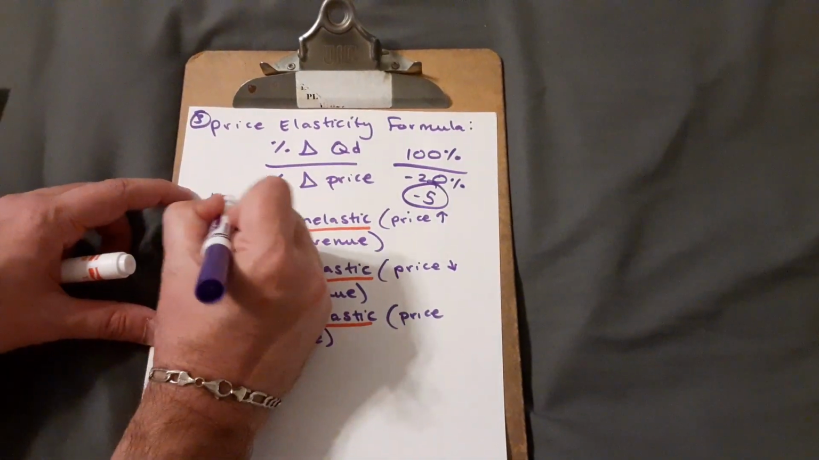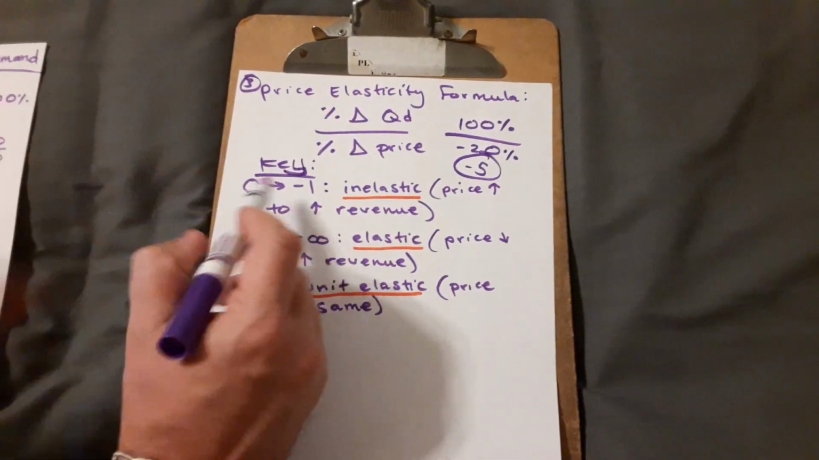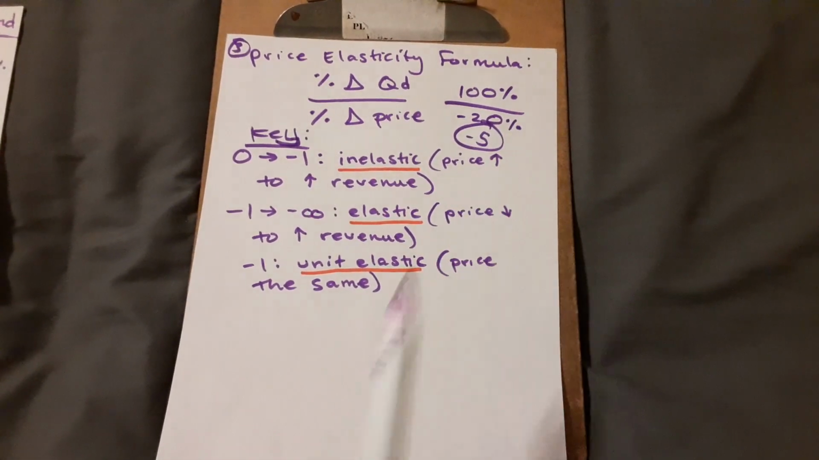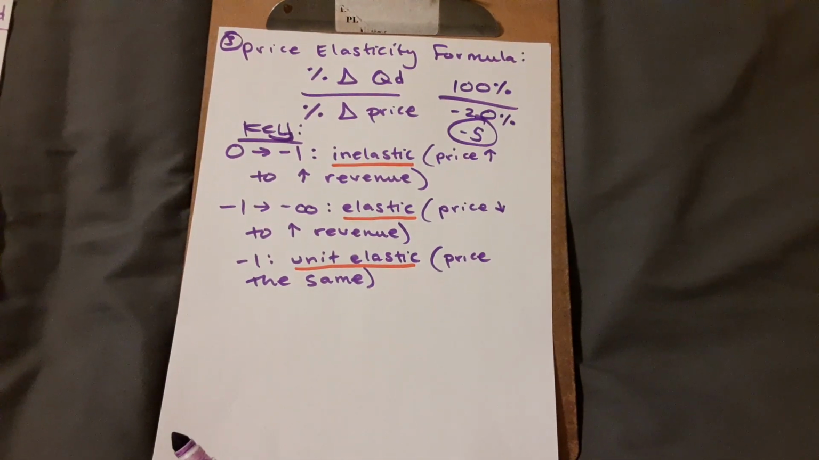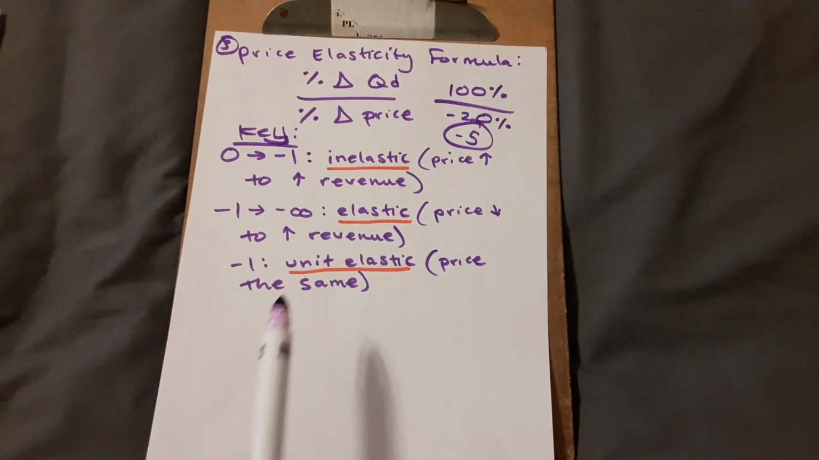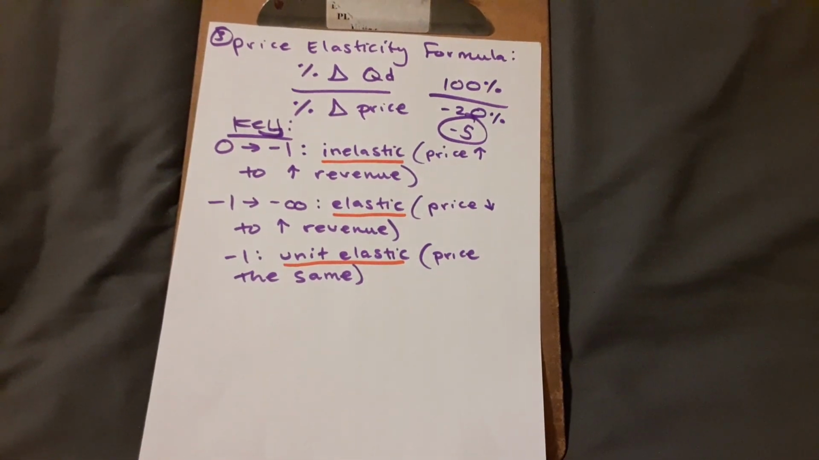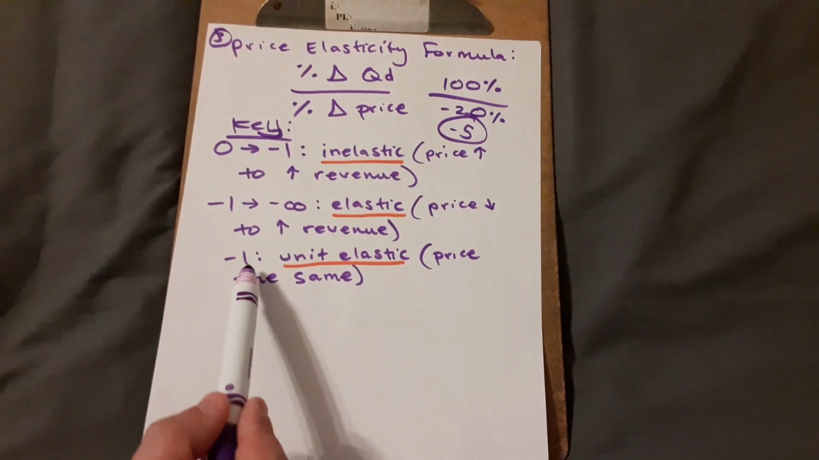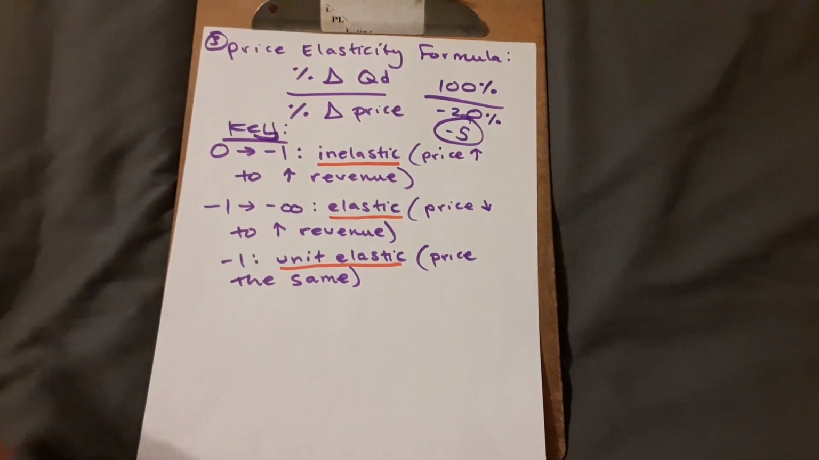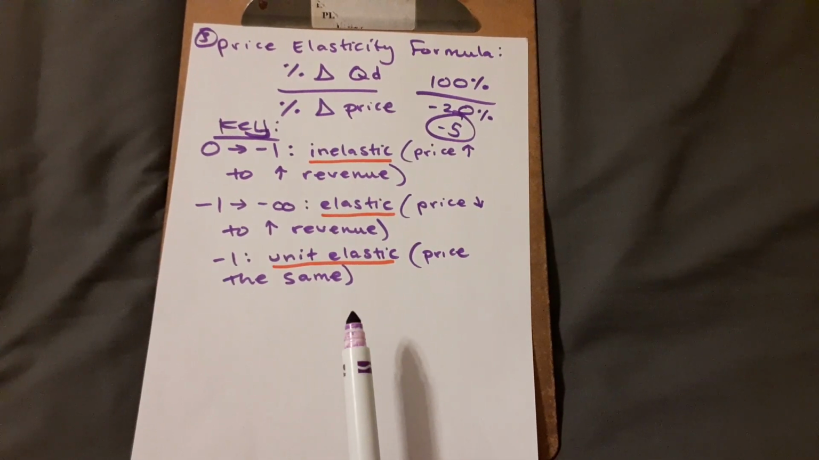Now here's your key. Your key here says if it's between 0 to -1, then demand is inelastic. And in that case, they probably want to raise the price to raise revenue, to make more money. If it's between -1 to -infinity, demand is elastic. And in that case, they might want to drop the price to make more money. Because with elastic demand, if you drop the price, more people start to buy it up. If it happens to be exactly -1, which is quite rare, then that's something that's not elastic or inelastic. It's called unit elastic. In that case, there's nothing you could do with the price to make more money. You would just have to price it the same.